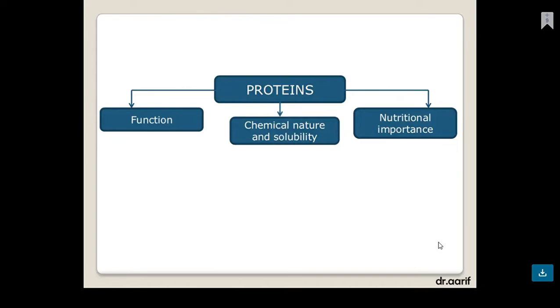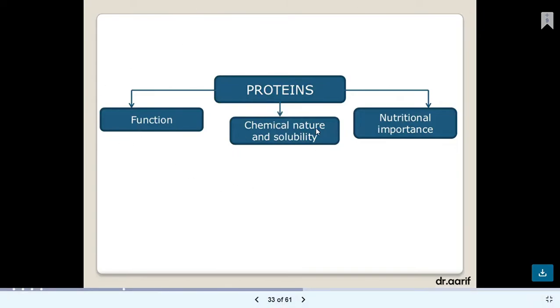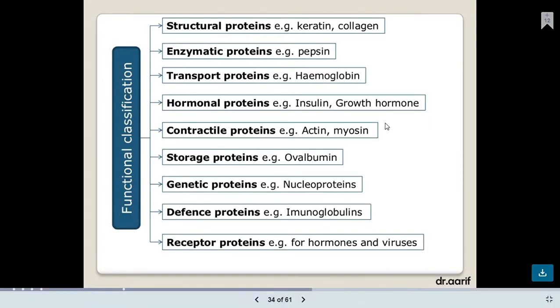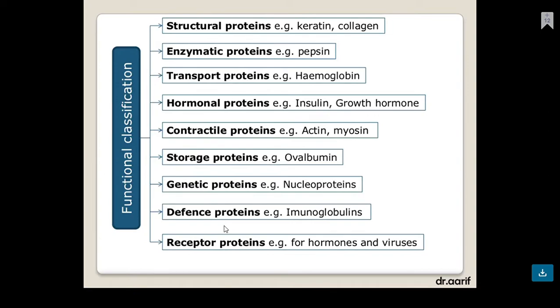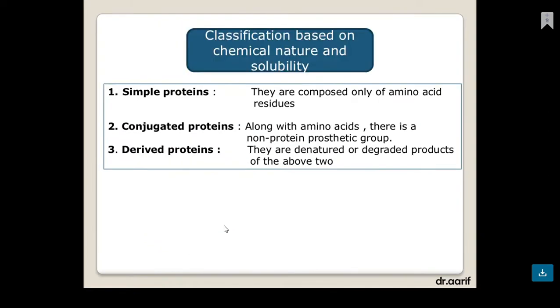Now let us see the protein's function, chemical nature and solubility, and their nutritional importance. In the functional classification, you have structural, enzymatic, transport, hormonal, contractile, storage, genetic, defensive, and receptor proteins. You can go through this, and mainly you have to know genetic proteins, receptor proteins, hormonal, enzymatic, and structural. You can go through all, and transport proteins. These are the functional classifications.